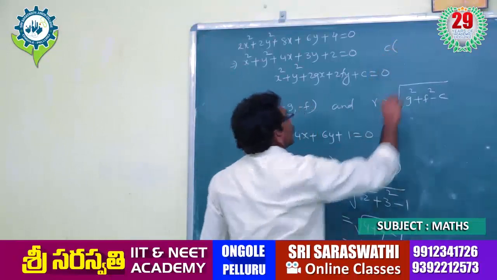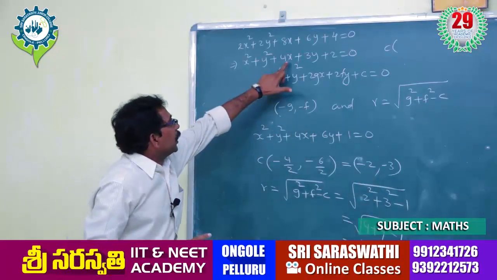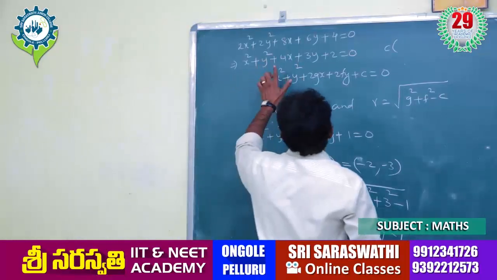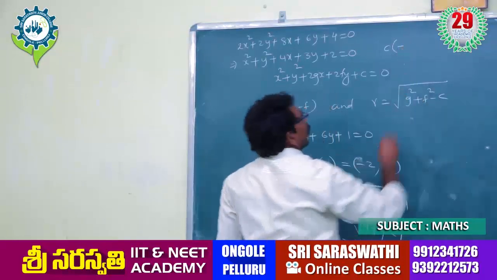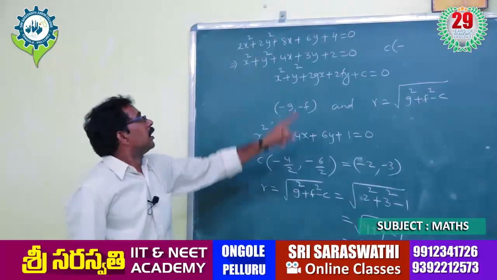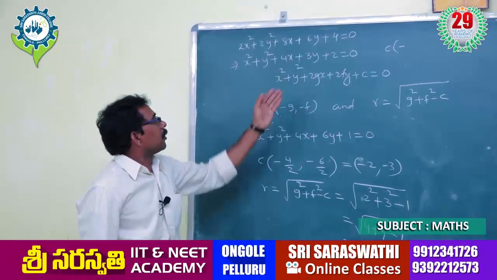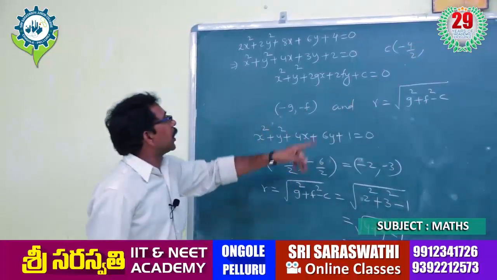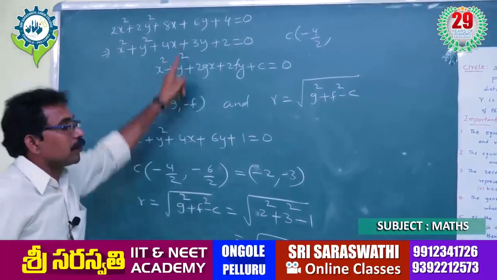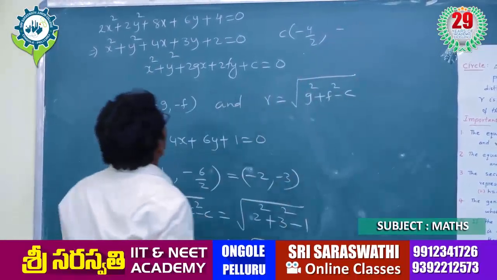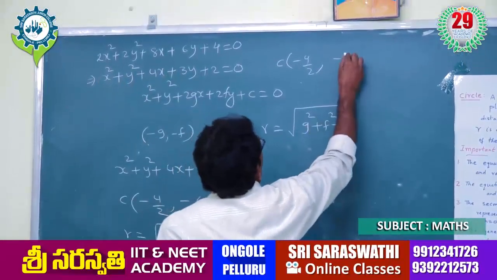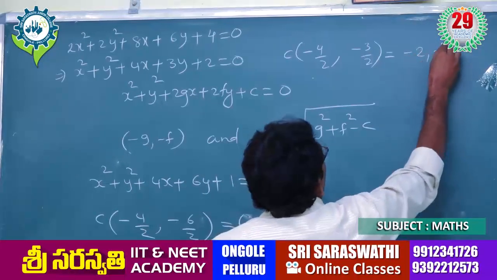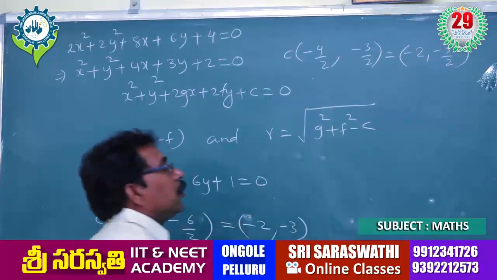the center C as x coefficient, y coefficient, signs must be opposite. So here positive, so we will write negative, and divide the x coefficient with 2, so 4 by 2. At the same time y coefficient is also positive, so we write negative, and y coefficient 3 divided with 2, that is equal to minus 2 comma minus 3 by 2.